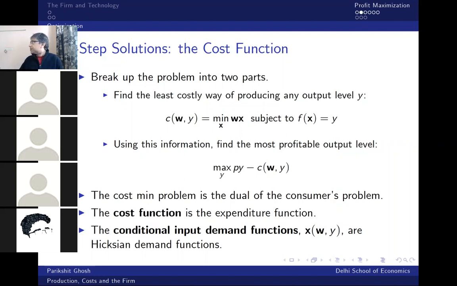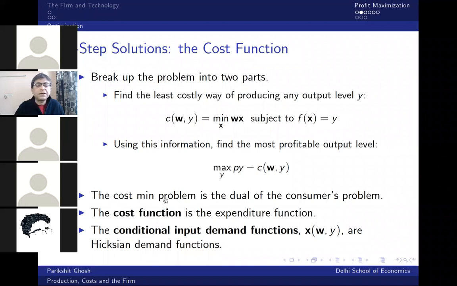Now, what is the advantage of the two-step approach? The advantage is that the first step is already known to us, those of us who have studied choice theory, consumer theory. This problem is essentially the dual of the consumer's problem. Yes. Remember, the consumer's primal problem is utility maximization given a budget. The dual of that was given a utility target, some utility that we have to achieve for this consumer. What is the least costly way of achieving that? That gave us the expenditure function.